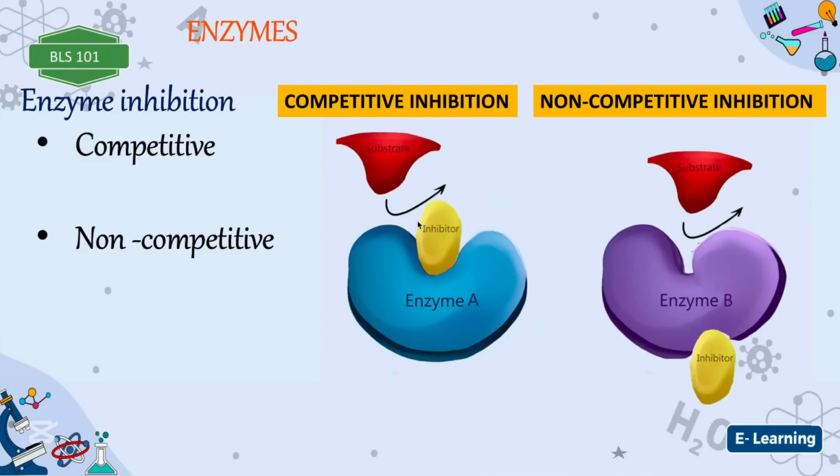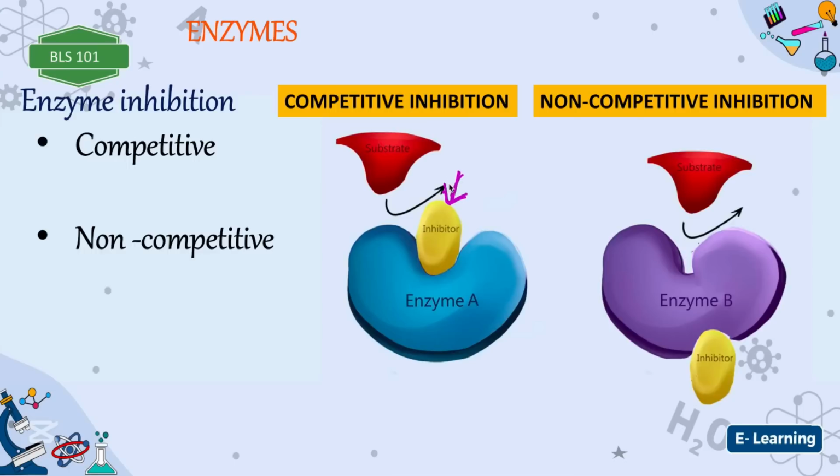Now, enzyme inhibition. We could have competitive inhibition and we could also have non-competitive inhibition. Now, we'll talk about competitive inhibition. What we mean is that the inhibitor binds to the active site of the enzyme. You know, we said every enzyme has an active site that is shaped the same way as the substrate. So what happens is that the competitive inhibitor will go and bind to the active site of that enzyme.